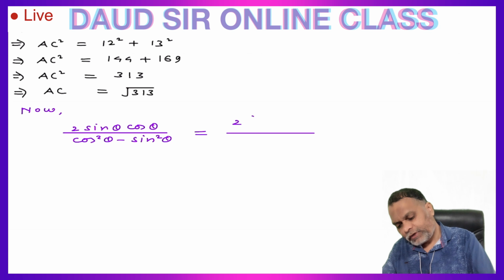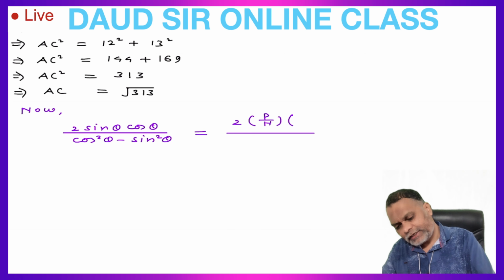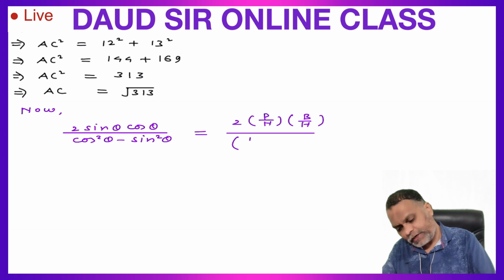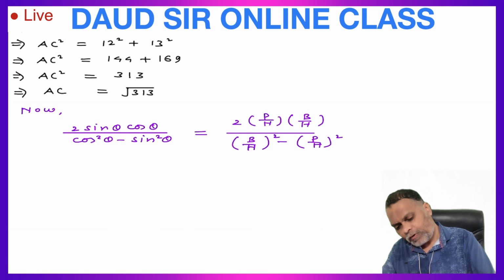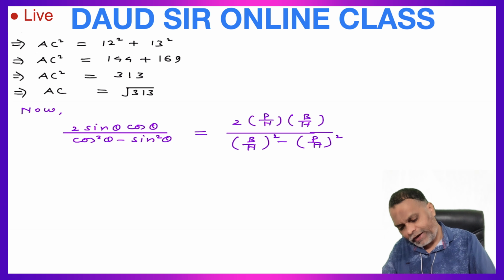This is 2 times sin theta, which is perpendicular upon hypo, into cos theta, which is base upon hypo. In the denominator, cos square theta, cos theta is base upon hypo whole square, minus sin square theta, sin theta is perpendicular upon hypo whole square. Now substitute the values.